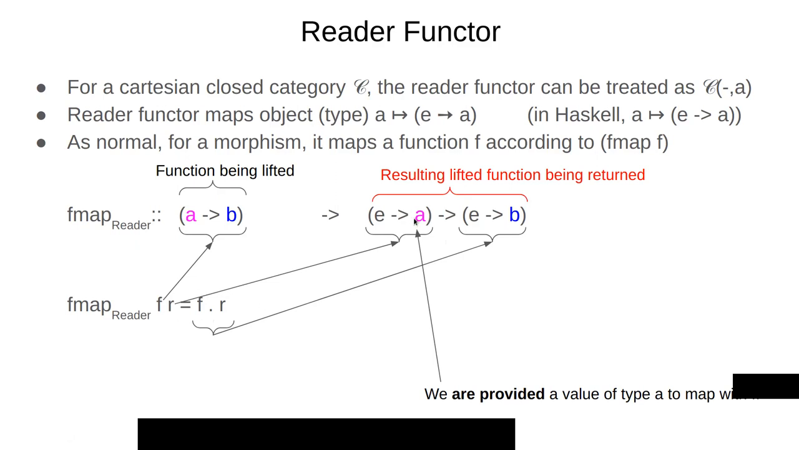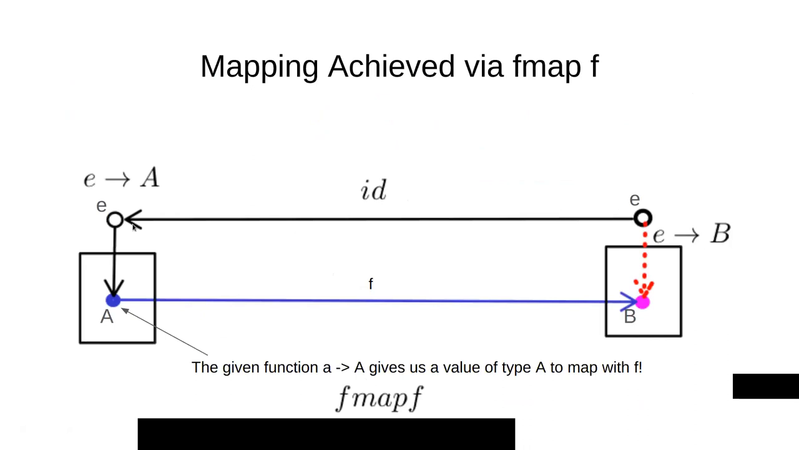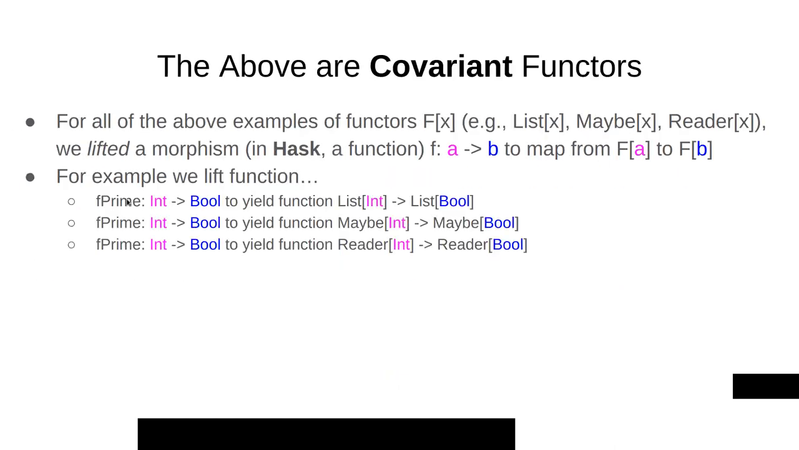We give it one of these, all we have to do is hit it with one of these after we get our A, and we can get a B. And so this thing, F dot R, is a function that takes an E and goes to a B. So R here is of this type, takes an E and goes to an A. And F here is of this type. And composing them in this way gives a function that will map from E to B. So this is the definition of fmap for reader. So here, if we have something given to us that goes from E to A, and we also have something that maps from A to B, we can then build something that goes from E to B by just taking the thing that goes from E to A, hitting it with F, and then going to B. Okay.